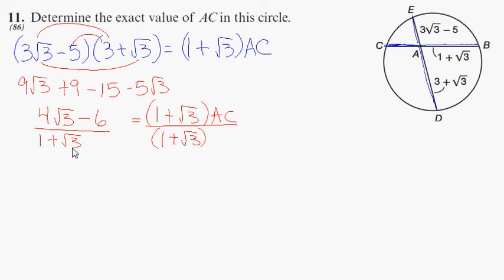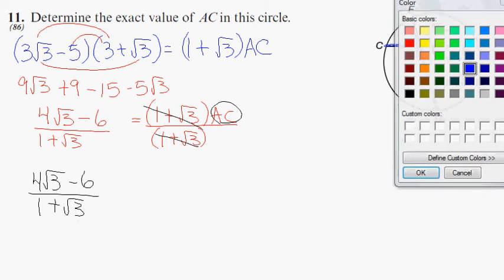Now here's the deal, people, and I don't know that we've actually done any lessons about this, so this is why you need to tune in very carefully. I'm going to rewrite this solution for AC. We know that AC is equal to 4 times the square root of 3 minus 6, over 1 plus the square root of 3. But here is the deal. You are not allowed to have a radical in the denominator. I think you already know that about rationalizing denominators.